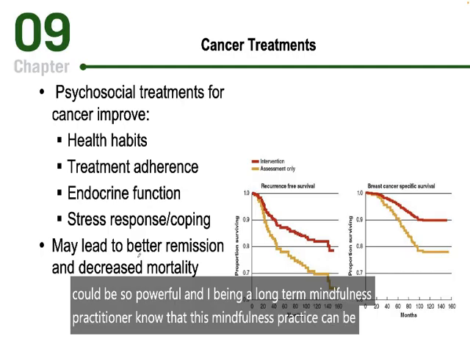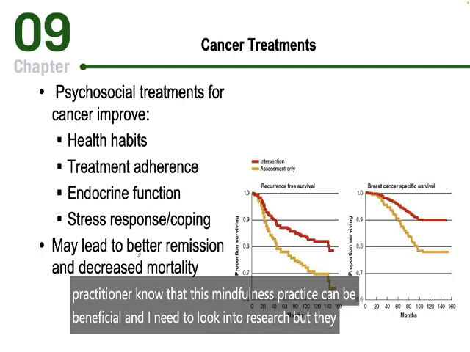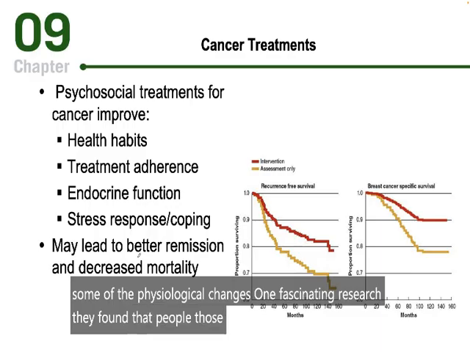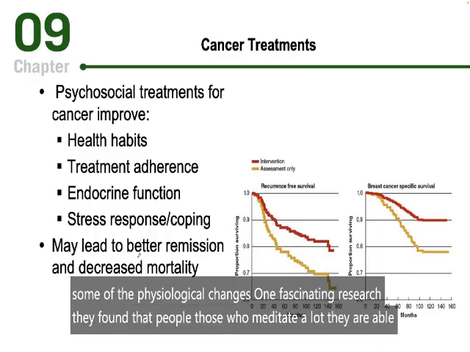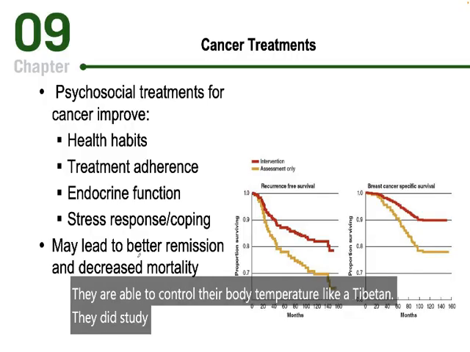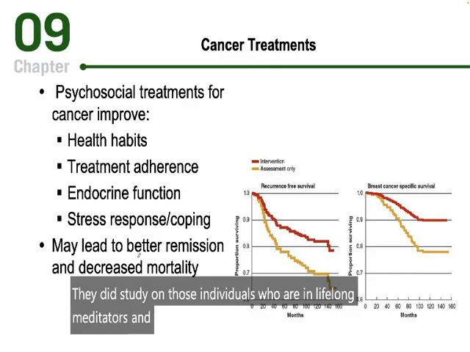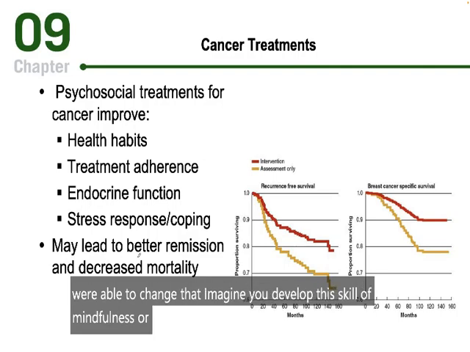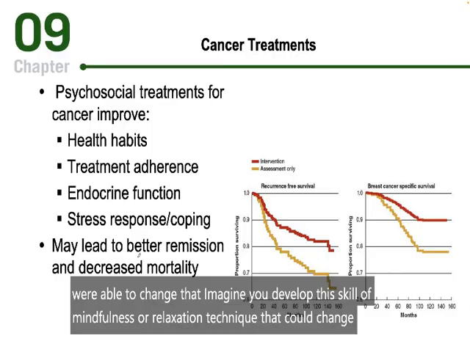And I need to look into research, but they have found some physiological changes. Like one fascinating research, they found that people who meditate a lot are able to control their body temperature. Like Tibetan monks, they did a study on those individuals who are lifelong meditators, and that is not controlled by our mind, but they were able to change that. Imagine you develop this skill of mindfulness or relaxation technique that could change your physiological reaction, your neural connection.